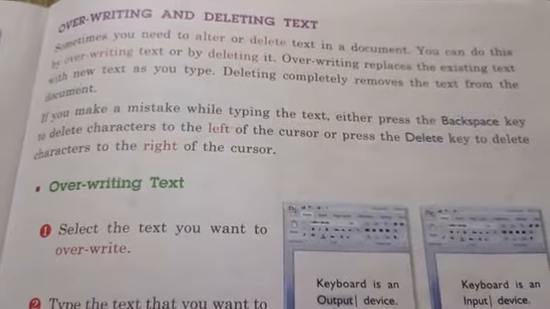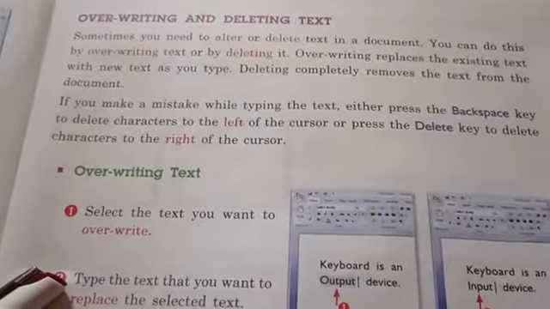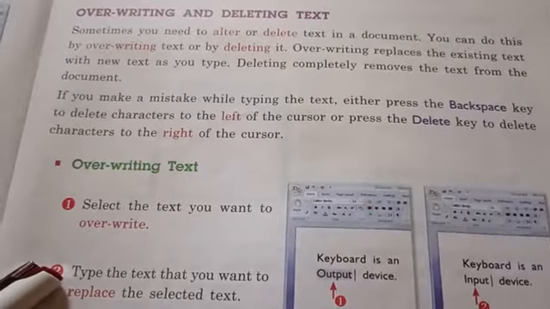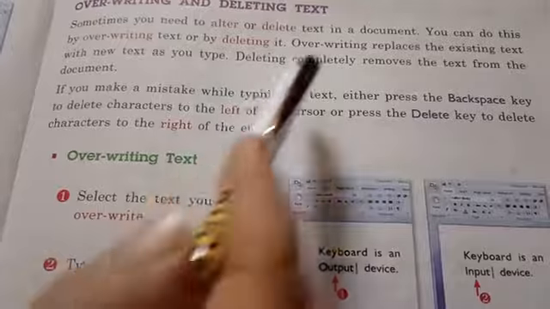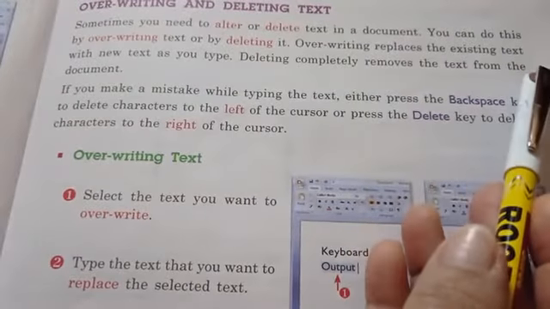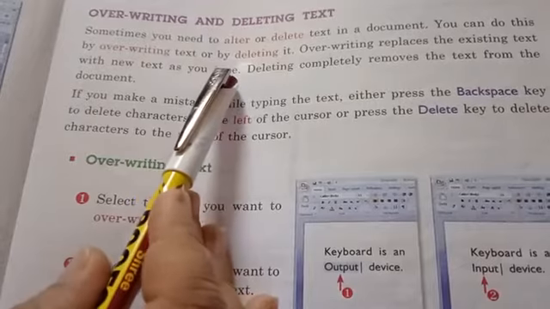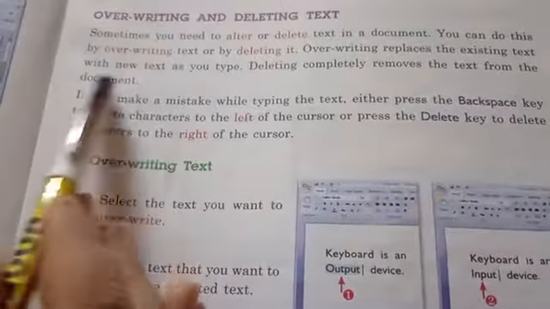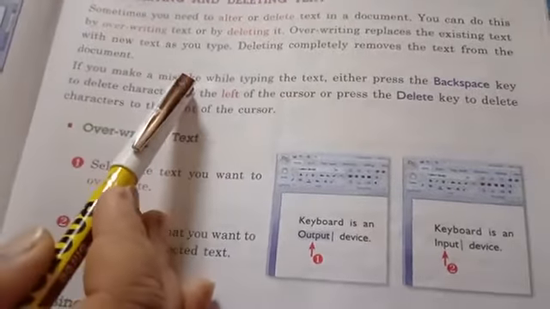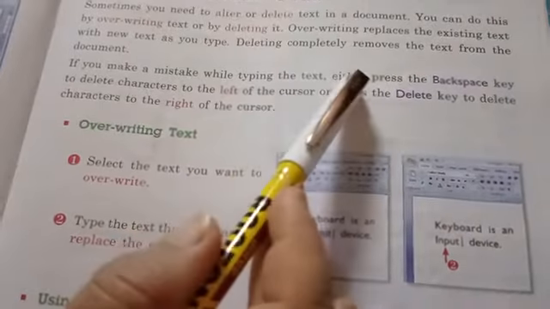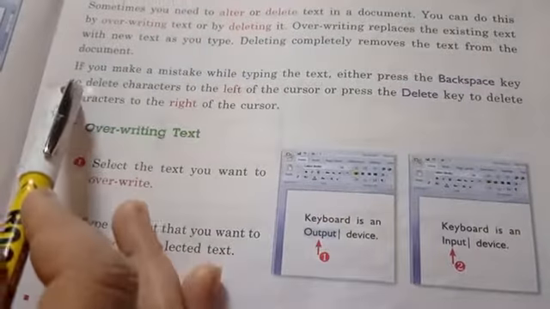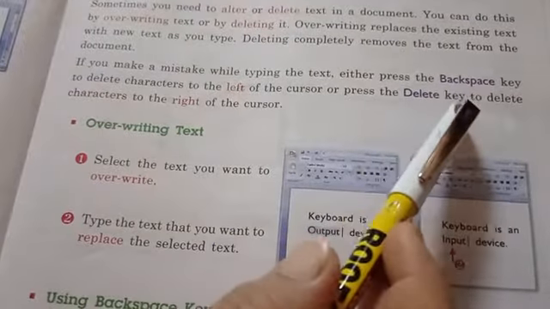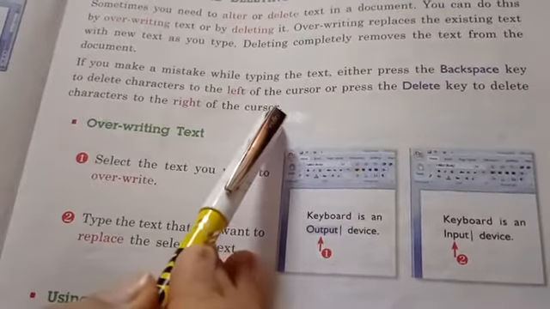Overwriting and deleting text. Sometimes you need to alter or delete text in a document. You can do this by overwriting text or by deleting it. Overwriting replaces the existing text with new text as you type. Deleting completely removes the text from the document. If you make a mistake while typing, either press the backspace key to delete the character to the left of the cursor or press the delete key to delete the character to the right of the cursor.